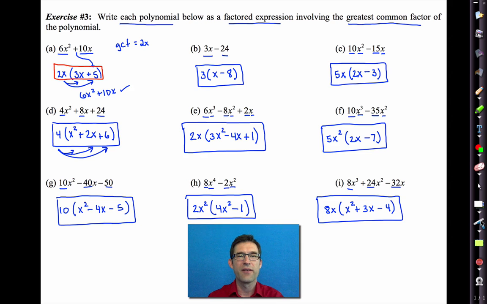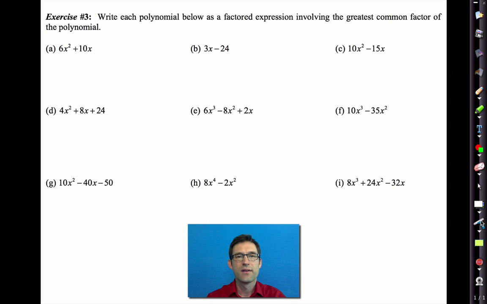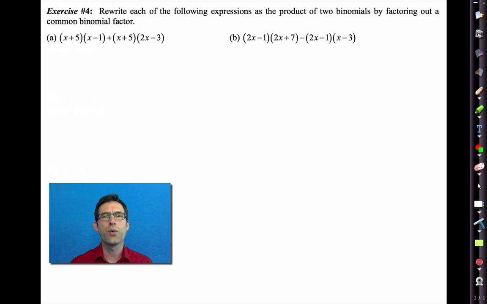All right, I'm clearing it out. Let's go on and do the last problem. Now, sometimes you want to be able to see the structure of an expression and be able to factor things out that are a little bit more complicated, right? So take a look at exercise 4. It says, rewrite each of the following expressions as the product of 2 binomials by factoring out a common binomial factor. This probably is going to actually be easier than some of the other problems.